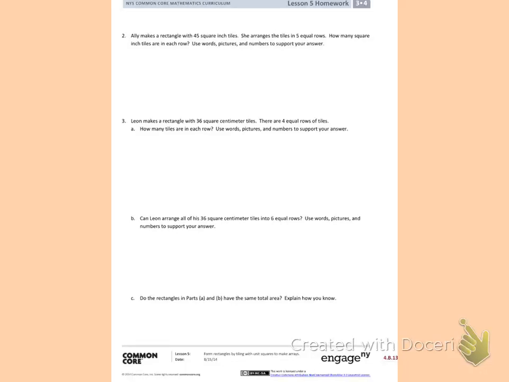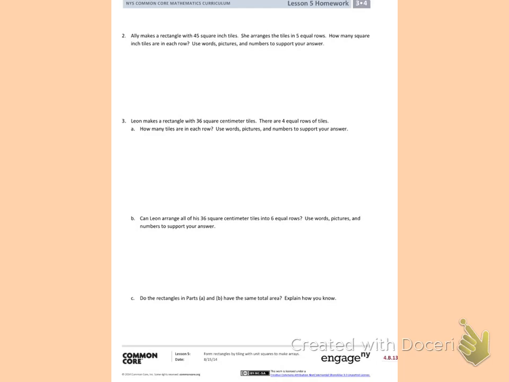Module 4, Lesson 5's objective is to form rectangles by tiling with unit squares to make arrays. Item 2. Allie makes a rectangle with 45 square inch tiles. She arranges the tiles in 5 equal rows. How many square inch tiles are in each row? Use words, pictures, and numbers to support your answer.